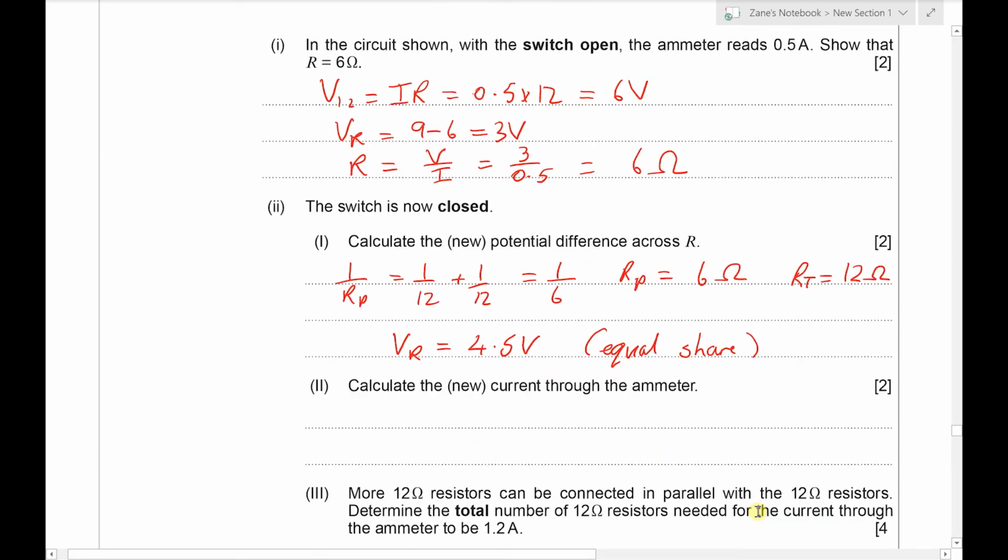Now we've got to calculate the new current through the ammeter. The examiners ideally wanted us to do it the ratio way and then calculate the current afterwards. Now to find the current, we simply use V over R. Still 9 volts, total resistance 12 ohms, and 9 over 12 is 0.75 amps.